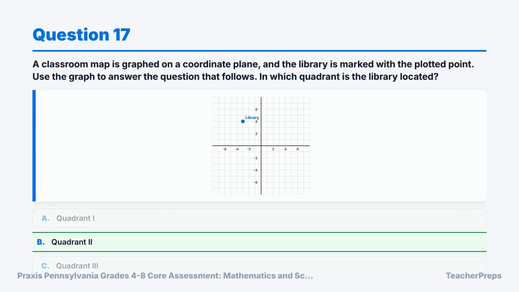The correct answer is B, quadrant 2. The library is plotted at (-3, 4), and a point with a negative x-coordinate and a positive y-coordinate lies in quadrant 2.